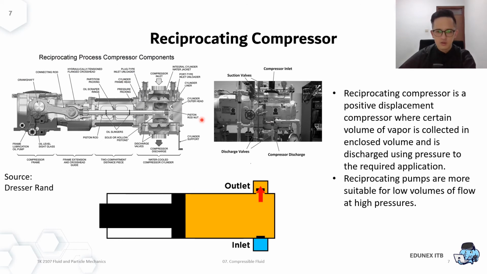And then let's move on to the other type of compressor. This is the PD or positive displacement compressor, specifically the reciprocating compressor, similar to how a reciprocating pump or even a piston works. So the gas will be sucked into the chamber when the piston moves to the left, and then when the piston moves in the opposite direction, it will push the gas out at a higher pressure.